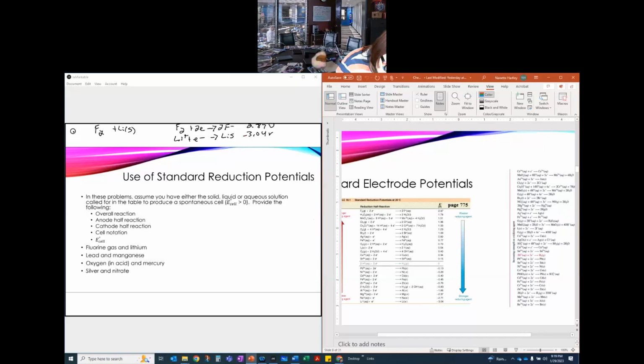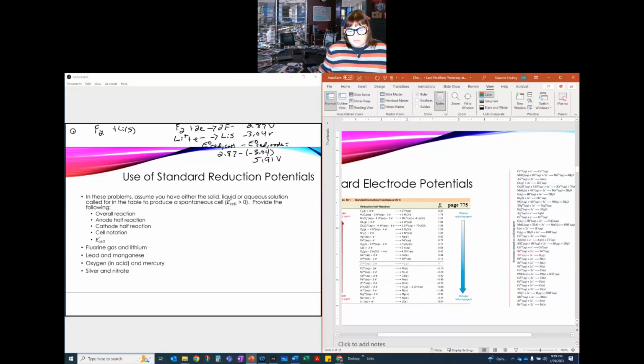And so we would take the E0 for the reduction at the cathode minus the E0 for the reduction at the anode. And that's equal to 2.87 minus negative 3.04. And that we can do. So 2.87 minus the negative 3.04, and that gives me 5.91.